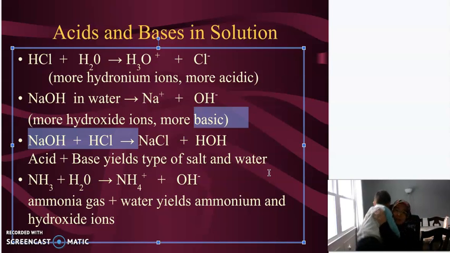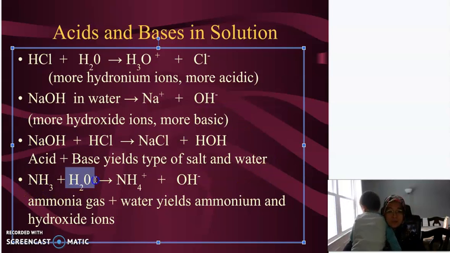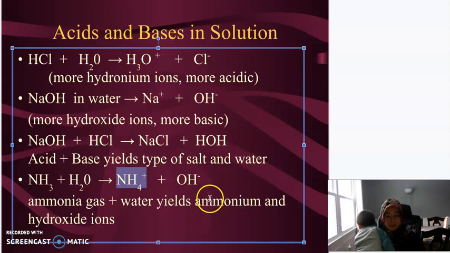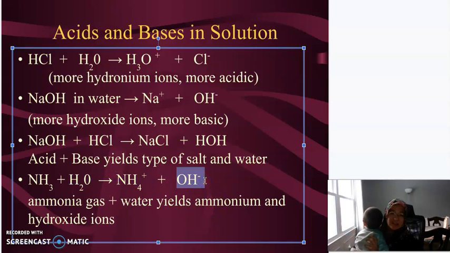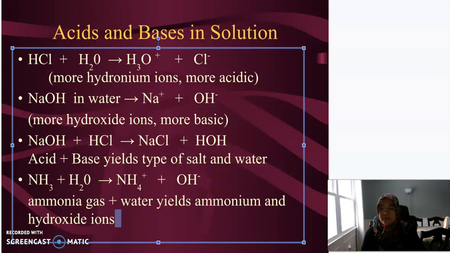Remember the one exception, ammonia. Ammonia with water forms ammonium and OH. That is the reason why we call it a base. Remember, an Arrhenius base, if it gives OH minus into water, is called a base. That is the definition of a base.